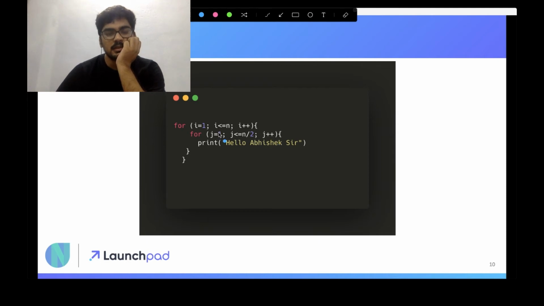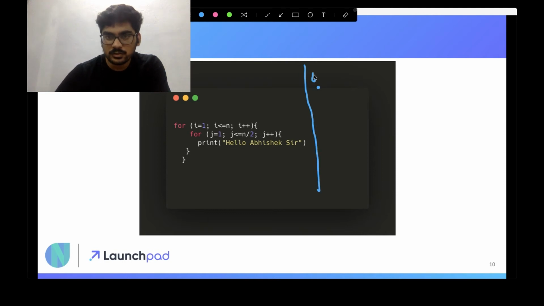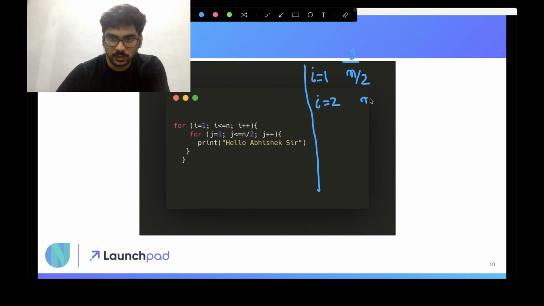Okay, so now there are two ways to do it. The first way, like we discussed just now, for nested loop. For i is equal to 1, I'll discuss both ways now. I is equal to 1, then the j loop is running for n by 2 times. I is 2, then the j loop is running again for n by 2 times. I is 3, the j loop is again running for n by 2 times. Similarly, when i is n, the j loop will run again for n by 2 times.